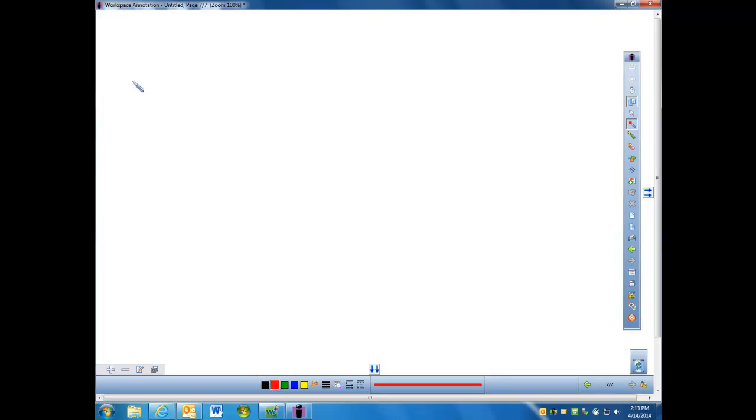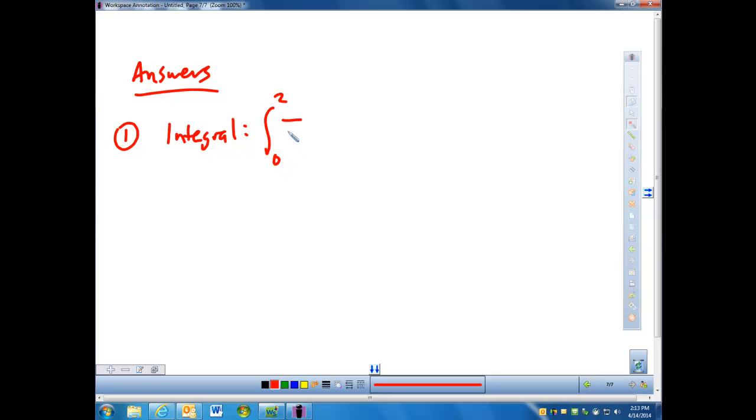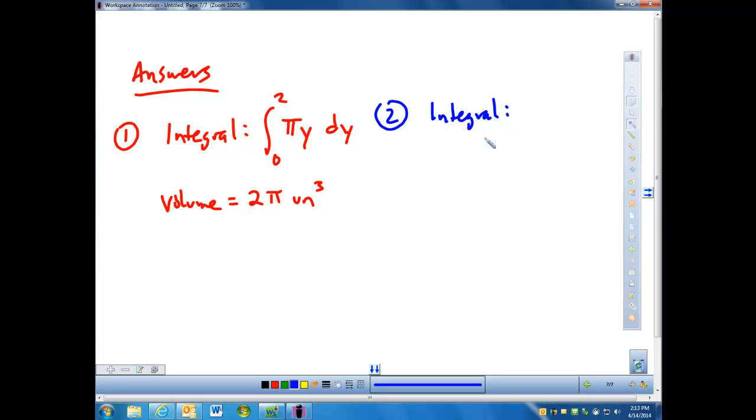Alright, so just a little help here. Hopefully this is the integral you had for the first one. Your integral should have gone from 0 to 2, excuse me. The function should have been pi times y dy, and that would give you the volume of that problem. It's like a bowl of 2 pi units cubed. From question number 2, your integral should have been from 0 to 3 of pi times, in parentheses, 2x plus 1 quantity squared dx. And your volume of that truncated cone should have been 57 pi.